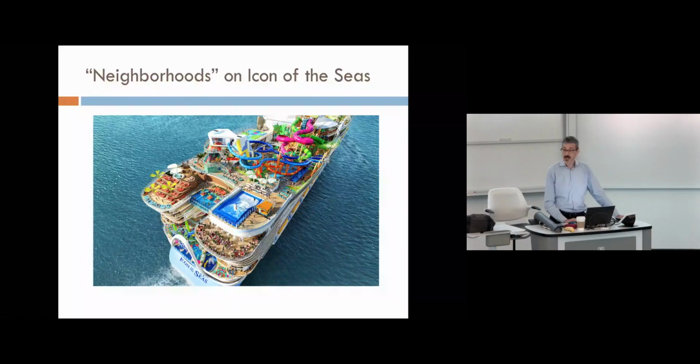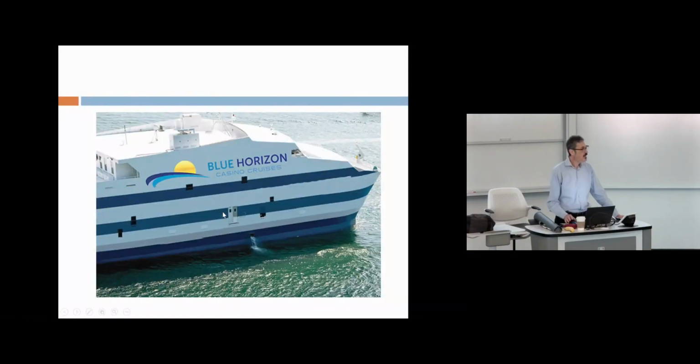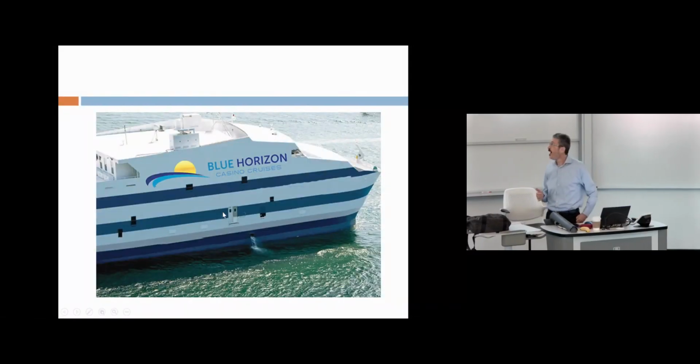This one's called Icon of the Seas. It almost looks like an artificial intelligence tool was asked to build this thing. And like the clue would be like it's made of shrimp or something, but other than that, so I kind of think about that C word. And here, this one's called Blue Horizon.